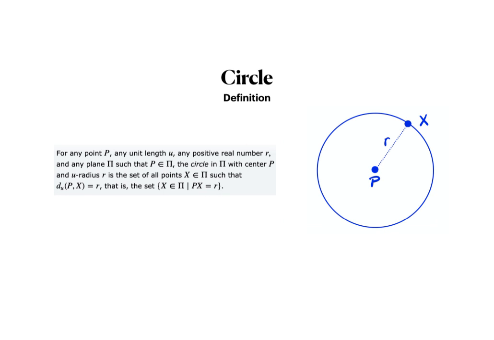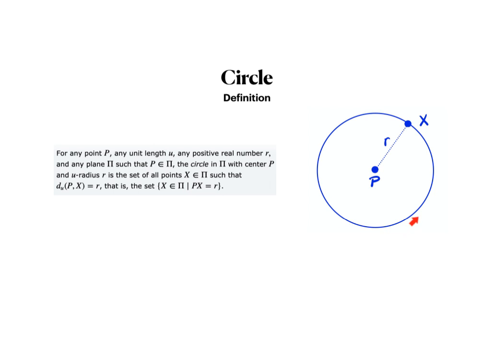Since we're discussing circles today, it's really important to have an idea of the exact definition that goes along with that. For any point P and any length, any positive real number R, and any plane pi such that P is an element of pi, the circle in pi with center P and radius R is the set of all points X in pi such that the distance between P and X is equal to R. That is, the set of all points X in pi such that the length of segment PX is equal to R.